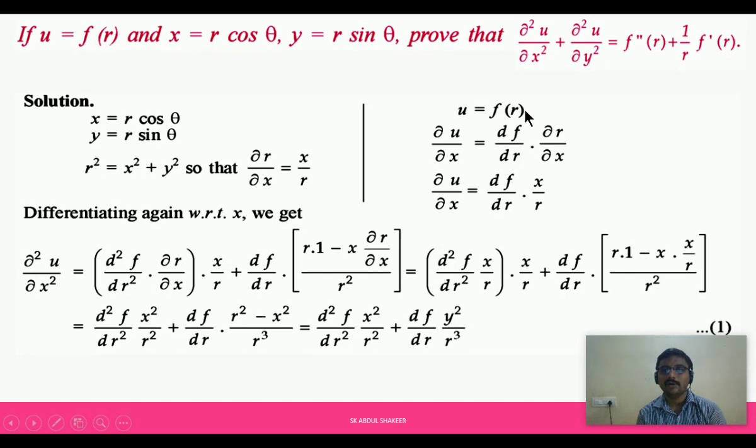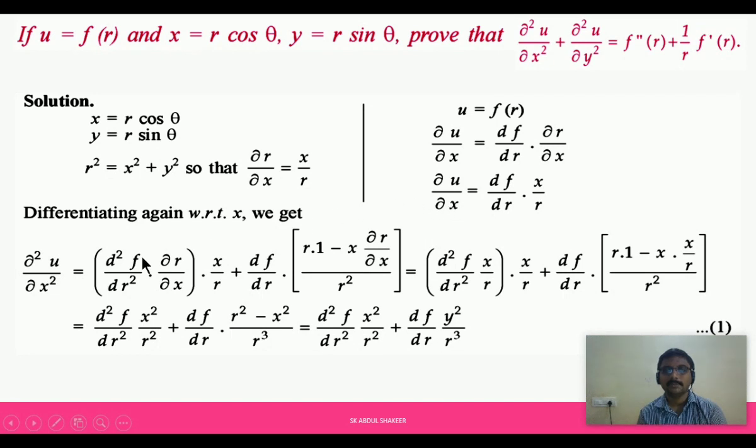Now u is f of r. Now ∂u/∂x can be written as df/dr into ∂r/∂x by using chain rule. ∂u/∂x is df/dr into ∂r/∂x. The value we just obtained is x by r. It is the value of ∂u/∂x.